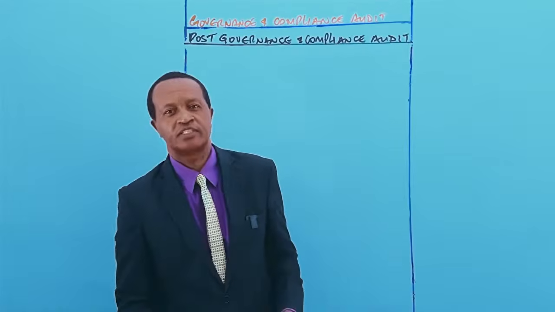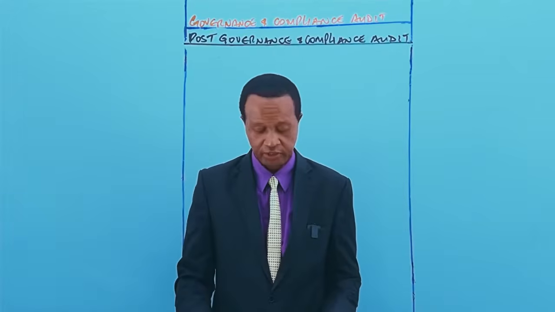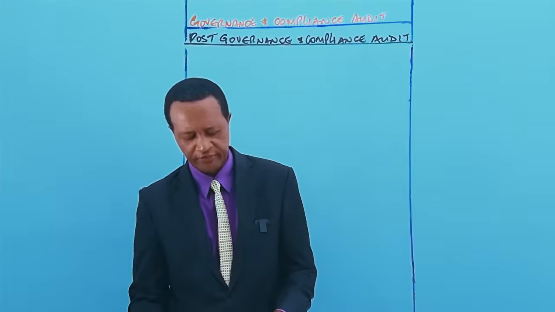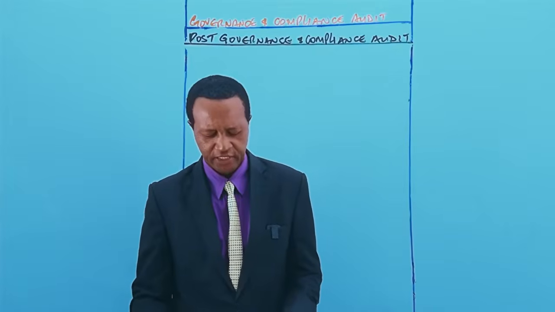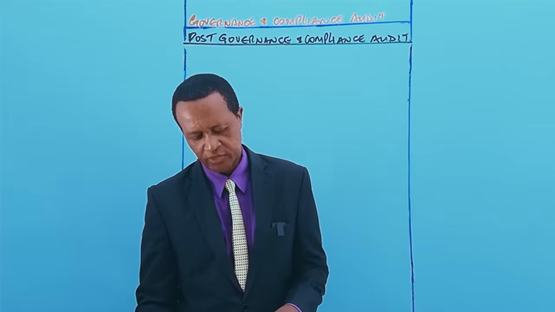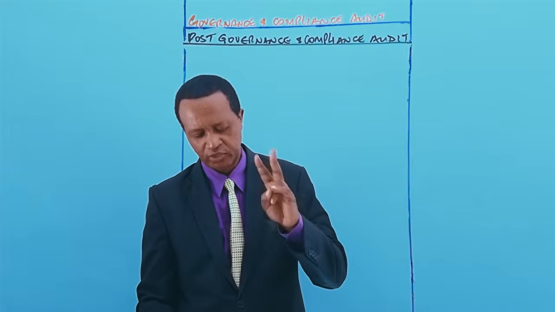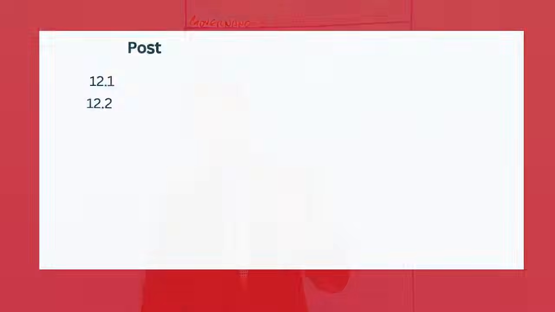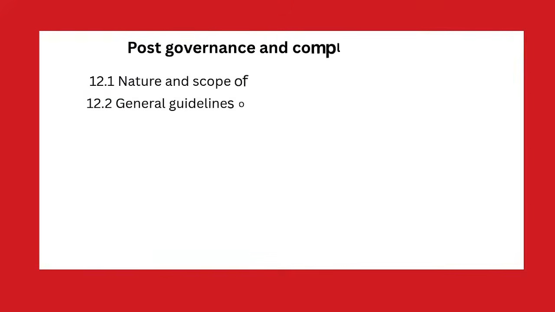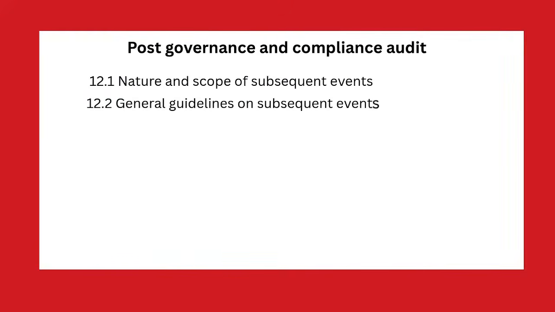The subject is governance and compliance audit. The chapter is post-governance and compliance audit. Now, in the post-governance and compliance audit chapter, we only have 2 sub-chapters: the one we studied in our last session, which is nature and scope of subsequent events, then today we move to the general guidelines on subsequent events.